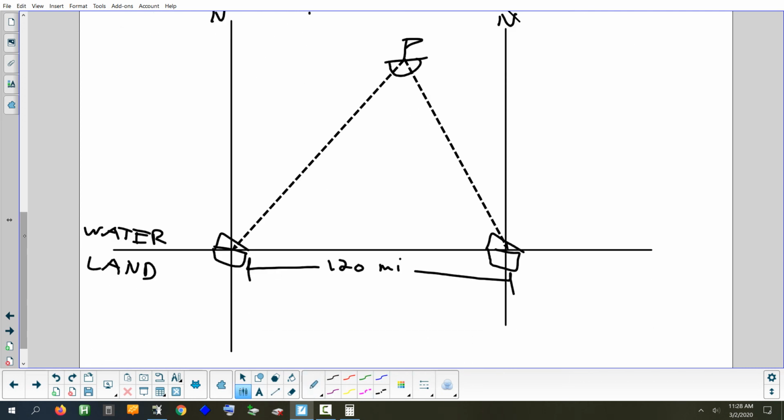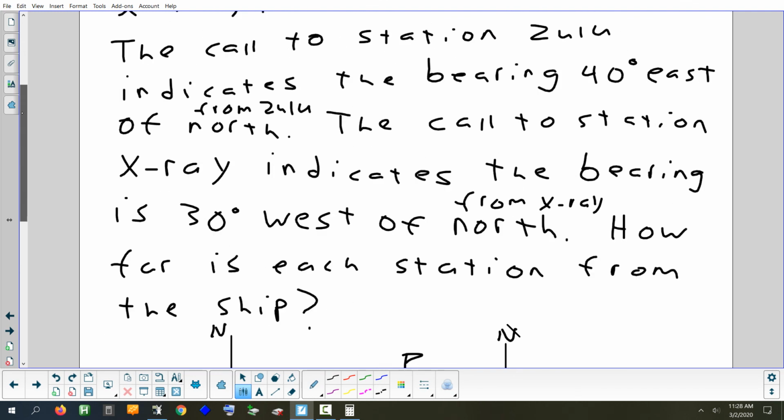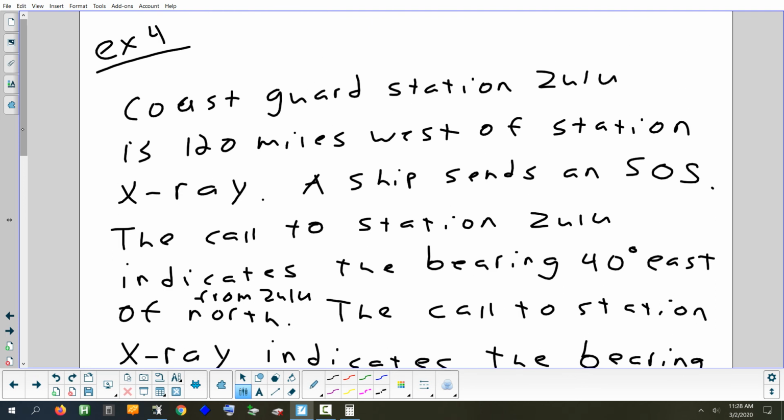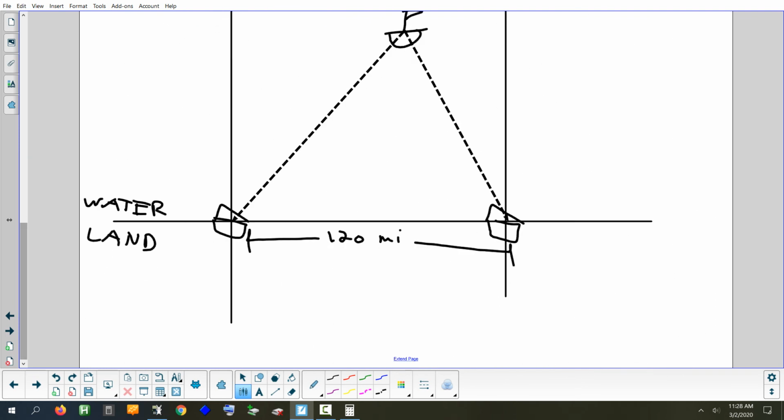It's important which station is which. I think it said one of them was to the west of the other. Coast Guard Station Zulu is west of X-ray. So this is Zulu, this is X-ray.